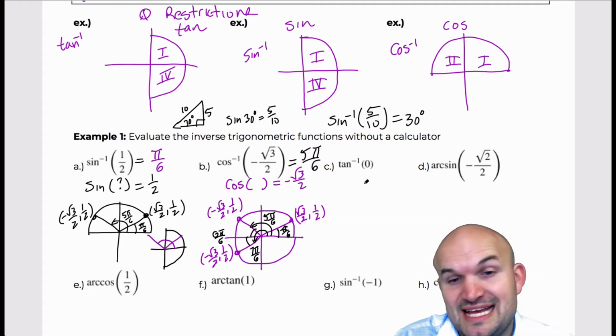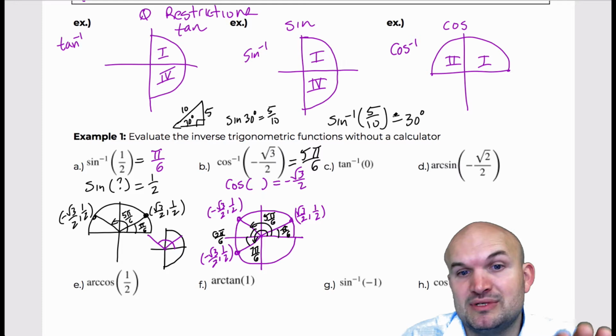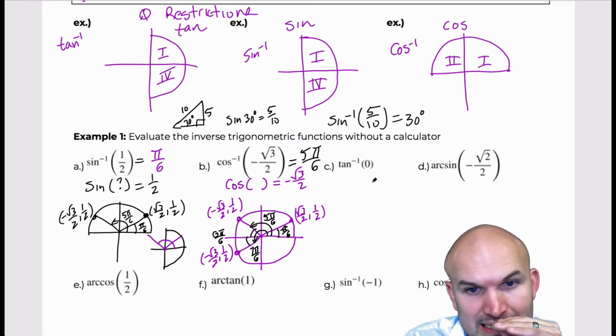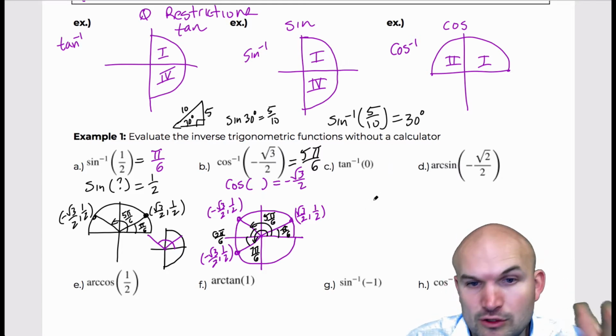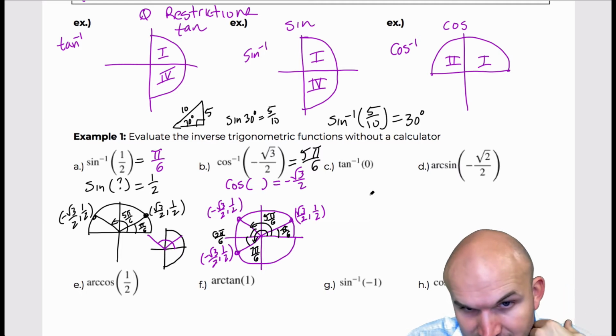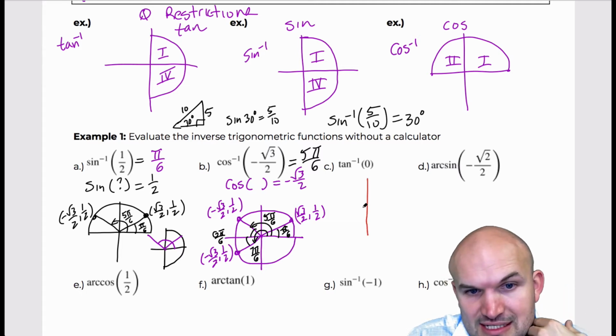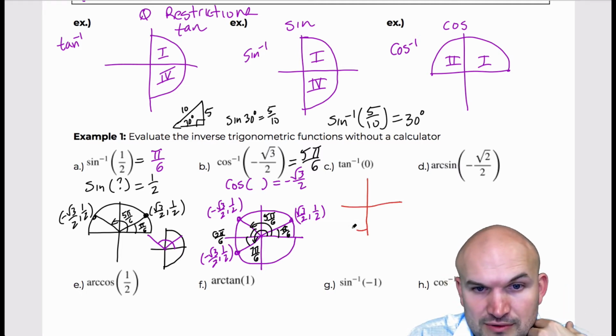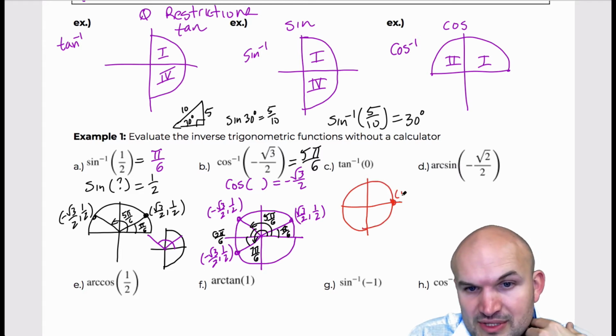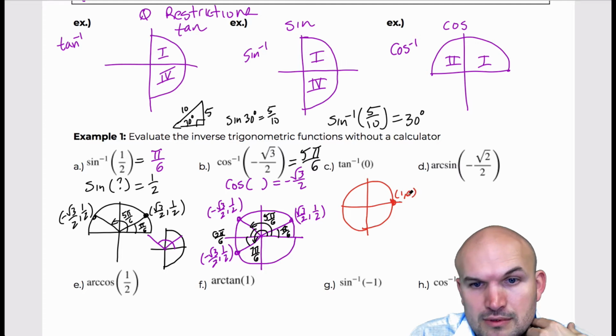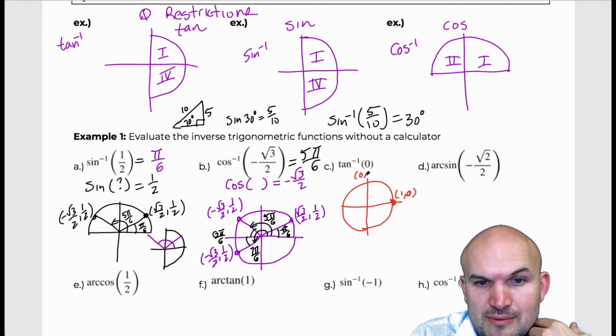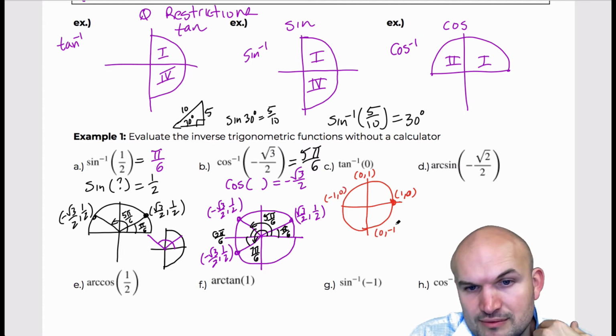All right, so the tangent of 0. Now, again, remember tangent. We need to look at the y coordinates, like when is tangent going to be 0? So in this case, a lot of times I like to look at the unit circle, but without the coordinate points, just looking at the intercepts. So remember, this is 1, 0. This is 0, 1. This point is -1, 0. And this point is 0, -1.